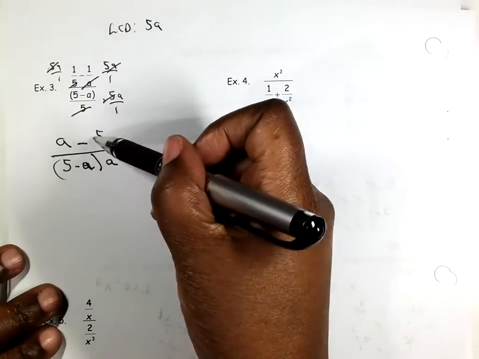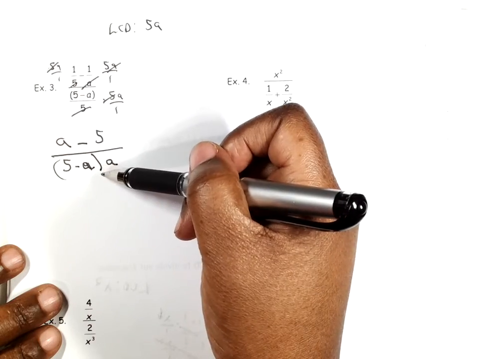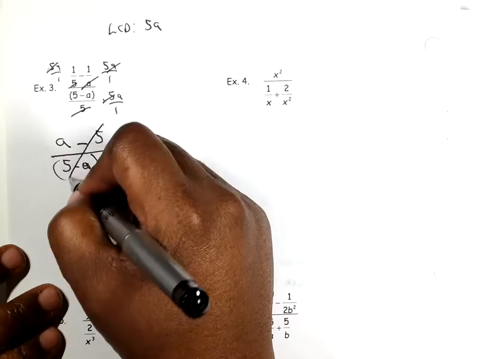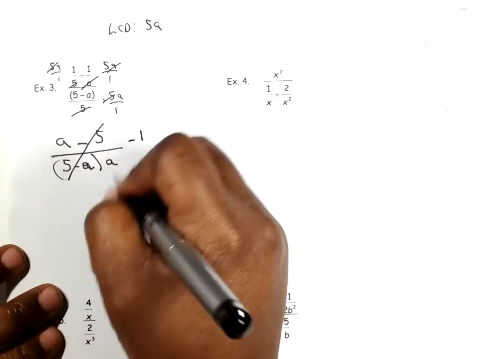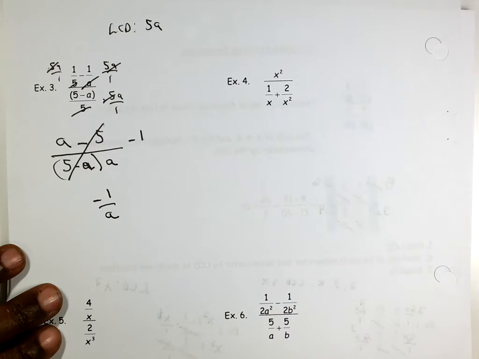Well, remember, these two are just opposite signs. The a is positive, it goes to negative. The 5 is negative, it goes to positive. So those simplify to a negative 1. So my final answer is negative 1 over a.